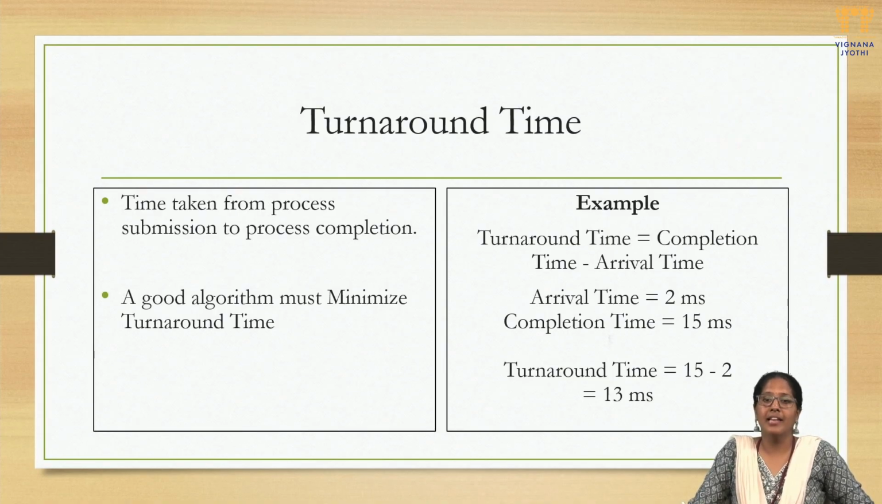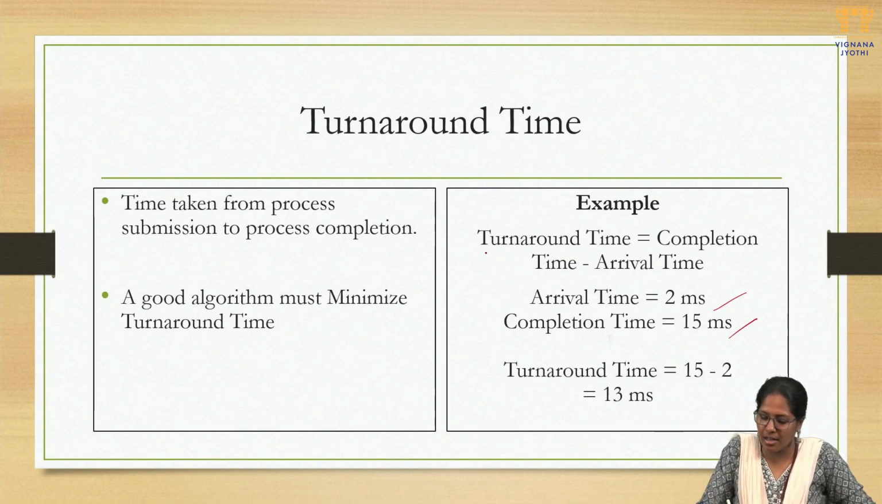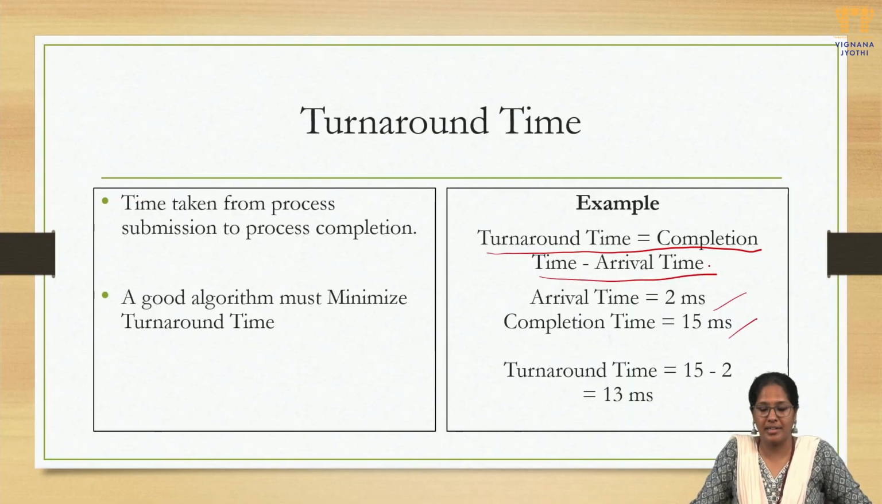Let us consider a computer system where a process arrives at 2 milliseconds and completes its execution at 15 milliseconds. The turnaround time is calculated by using the formula: turnaround time is equal to completion time minus arrival time. Substituting the values, this means that the process has spent a total of 13 milliseconds in the system, including both the waiting time and the actual execution time.